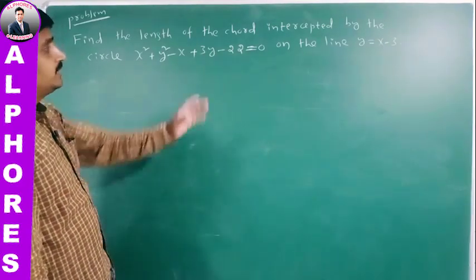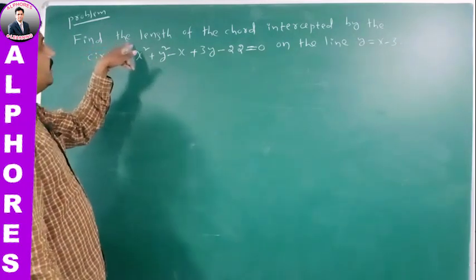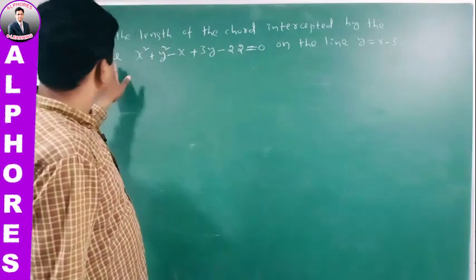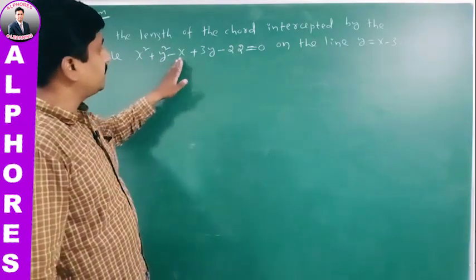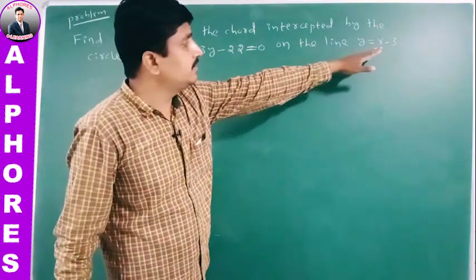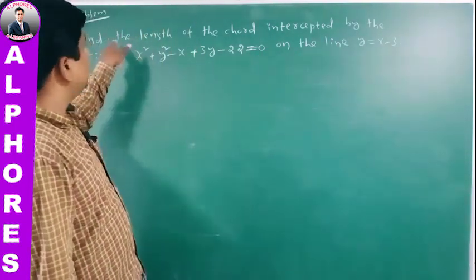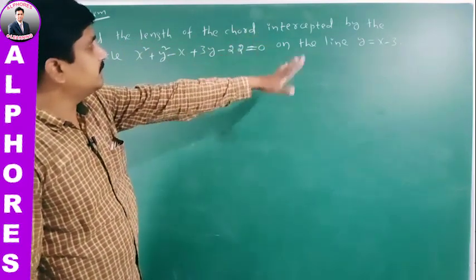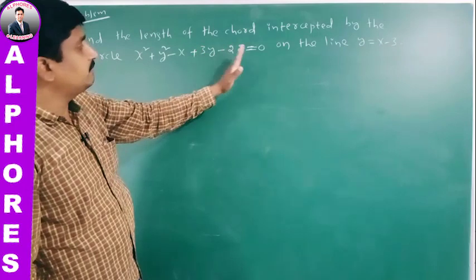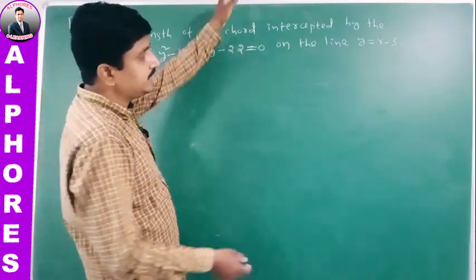Okay, students, one problem. Find the length of the chord intercepted by the circle x square plus y square minus x plus 3y minus 22 equal to 0 on the line y equal to x minus 3.